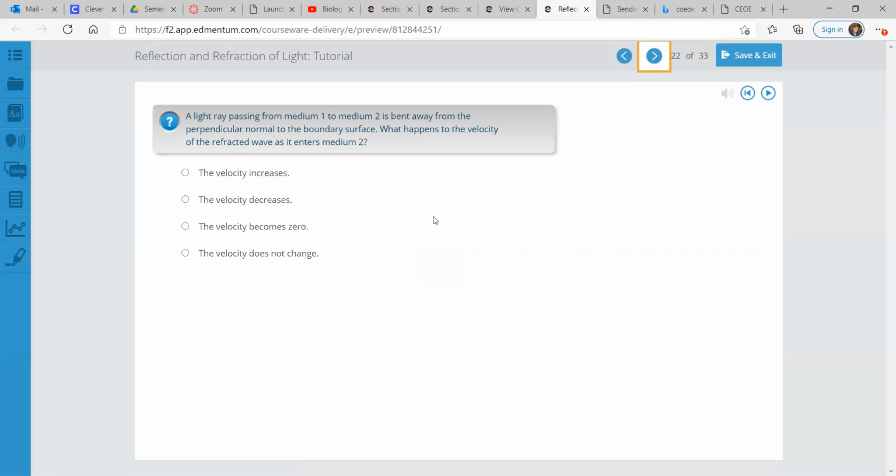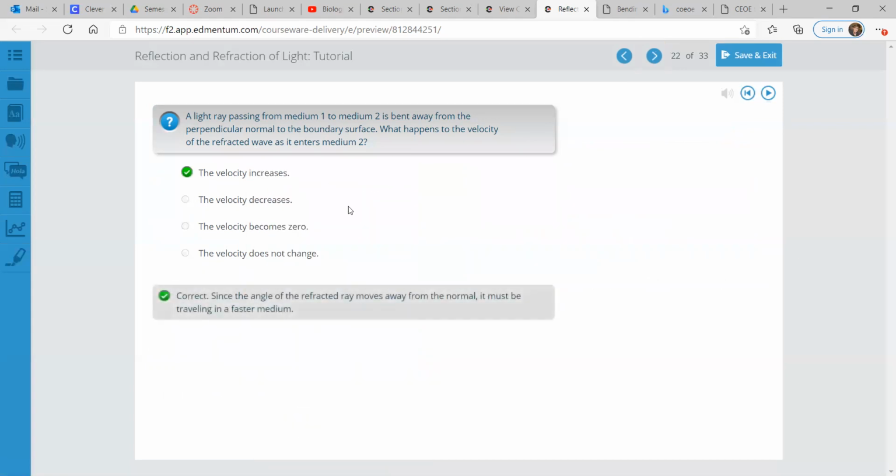All right, checkpoint time. A light ray passing from medium 1 to medium 2 is bent away from the perpendicular normal to the boundary surface. What happens to the velocity of the refracted wave as it enters medium 2? There we go. Since the angle of the refracted ray moves away from the normal, it must be traveling in a faster medium.